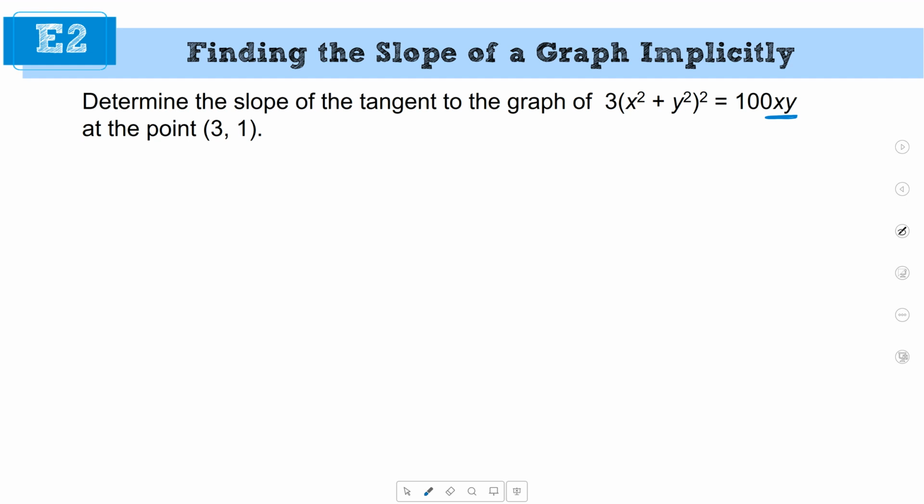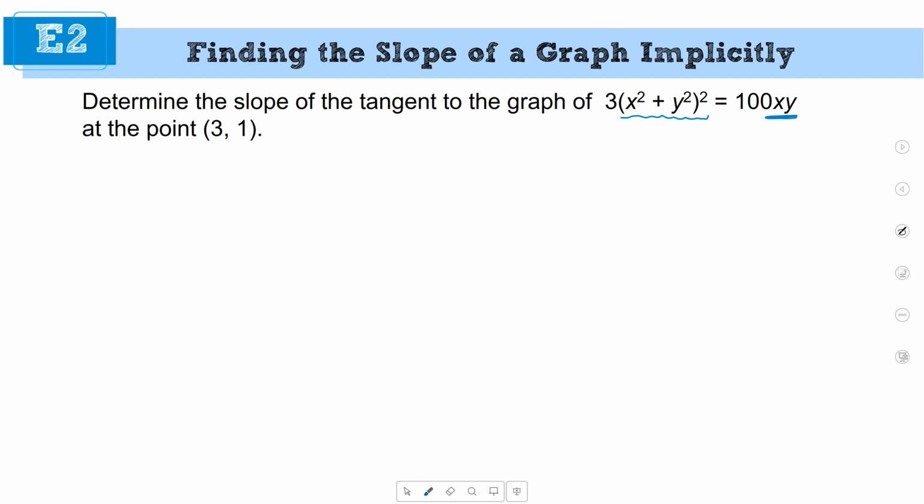More y prime. Yes, but how would I get there? How do I take the derivative of that? Product rule. Hey, what's going to happen over here? Chain rule. Oh yeah, that's about to happen.